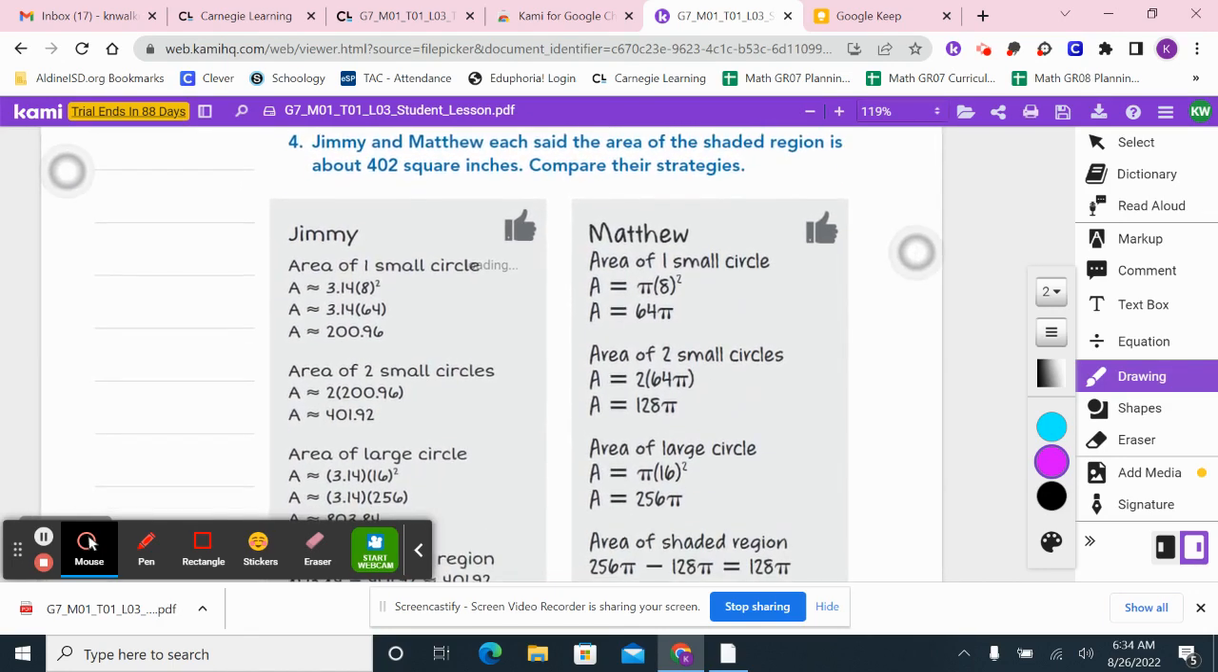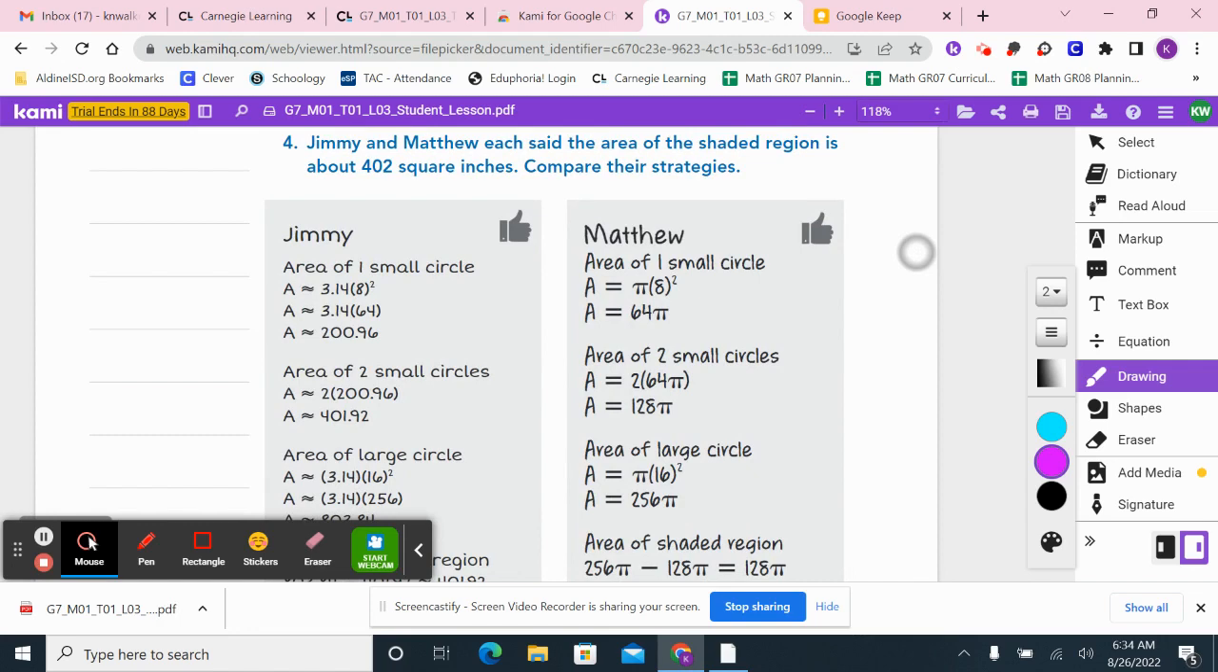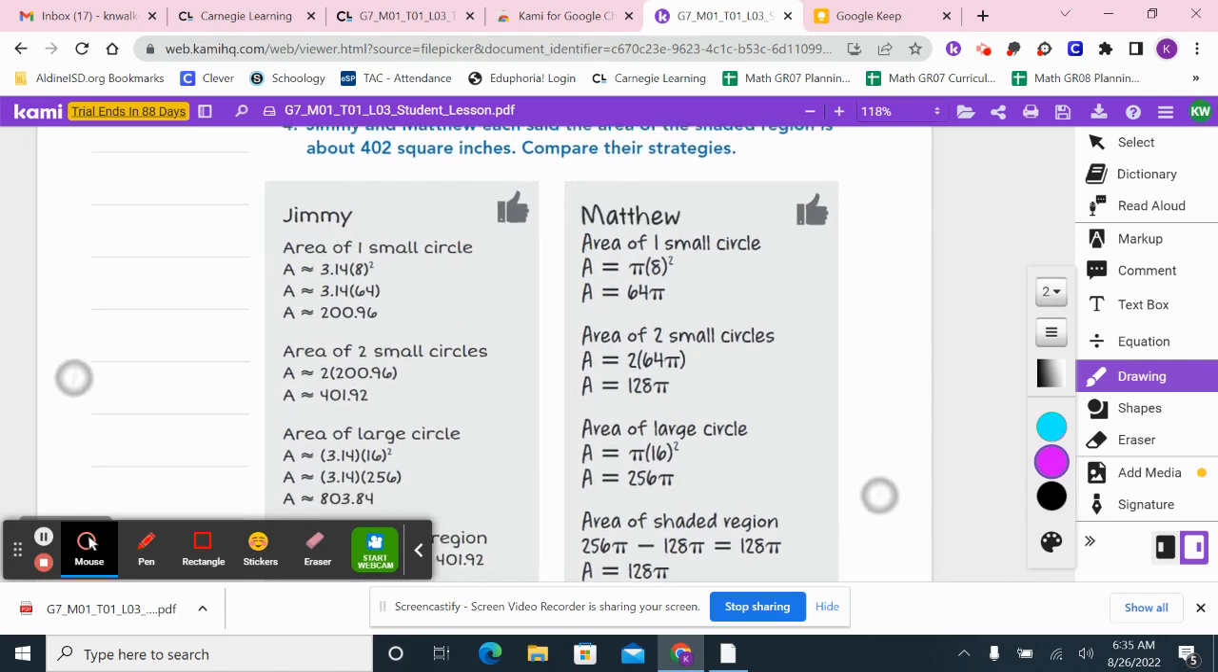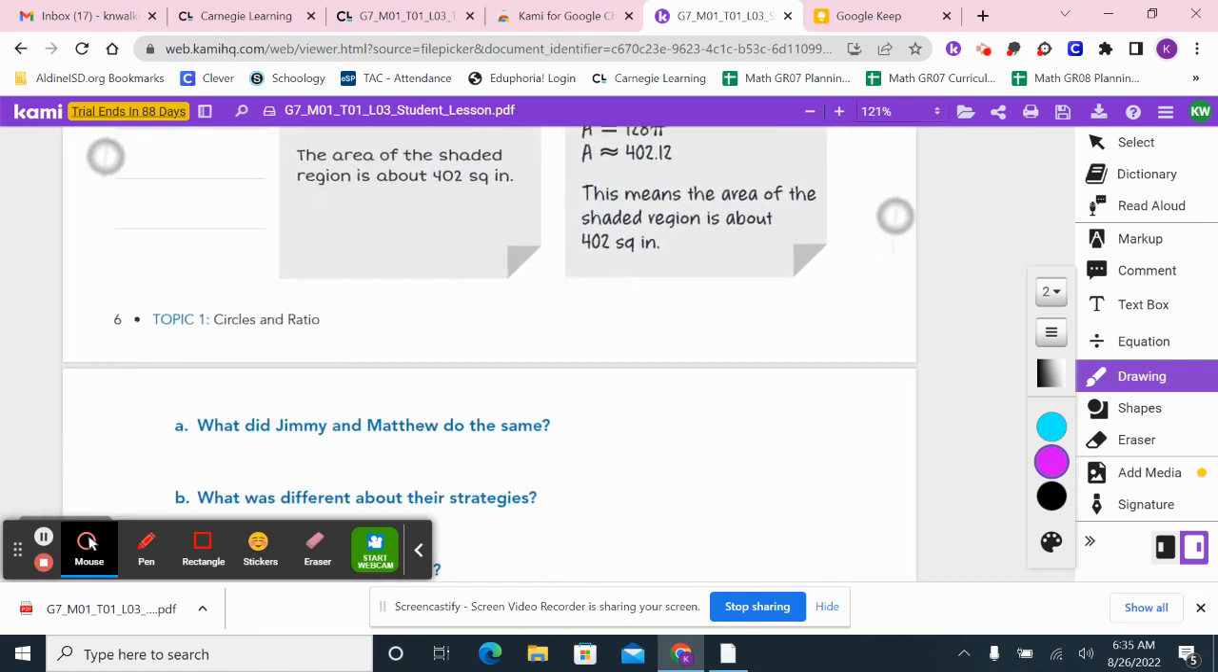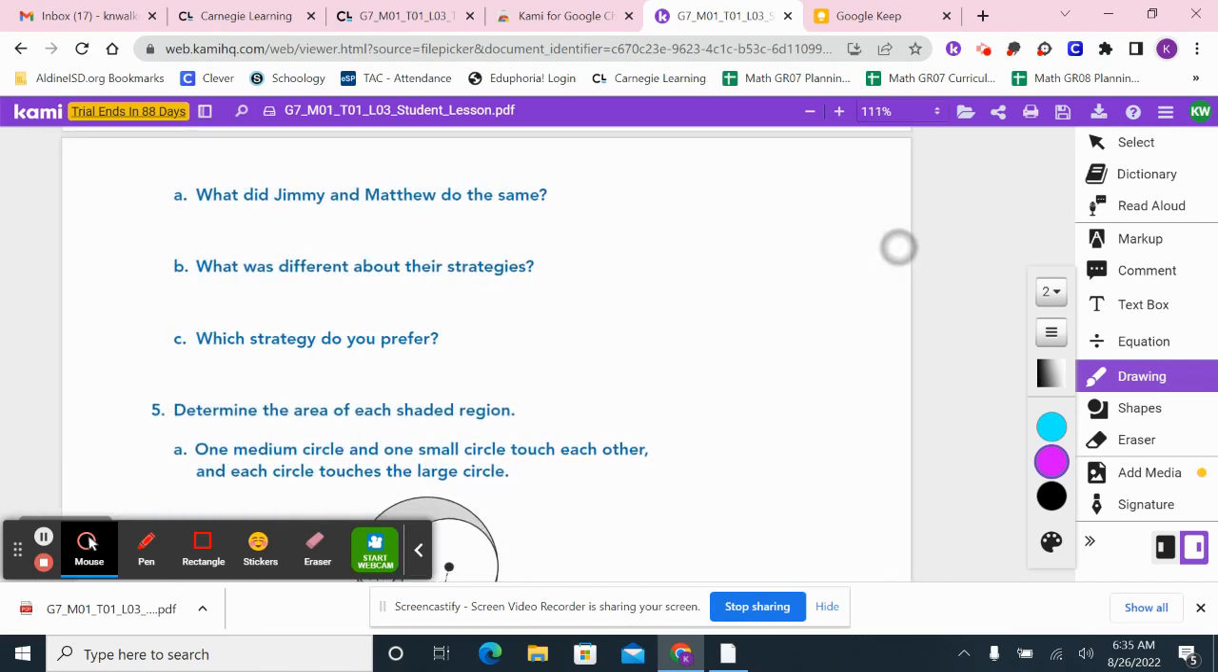And then number 4 says, Jimmy and Matthew each said the area of the shaded region is about 402 square inches. Compare their strategies. So you'll look at the strategies that Jimmy and Matthew both used, and then answer questions A, B, and C. What did Jimmy and Matthew do the same? What was different about their strategies? Which strategy do you prefer? Pause here, answer those questions, and then we will go over them.